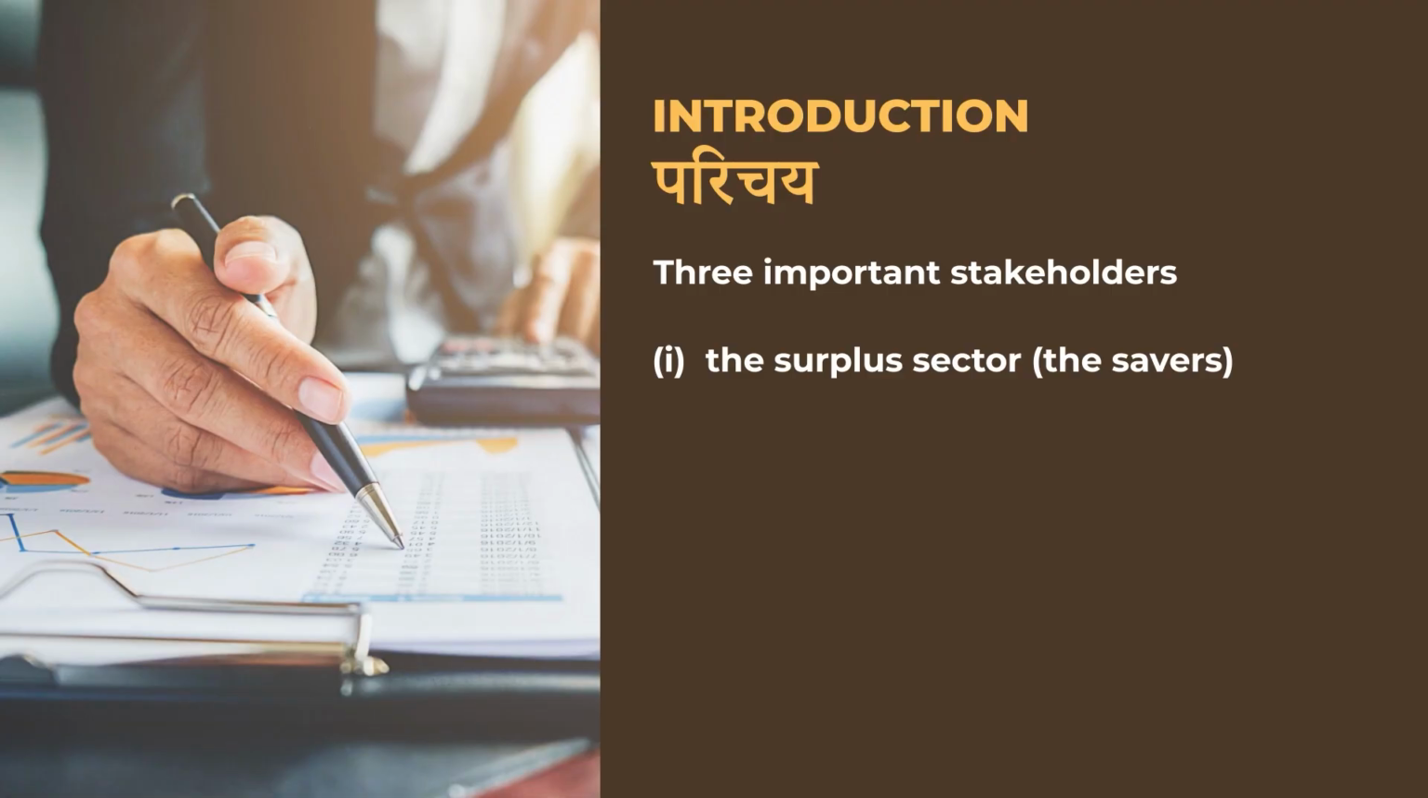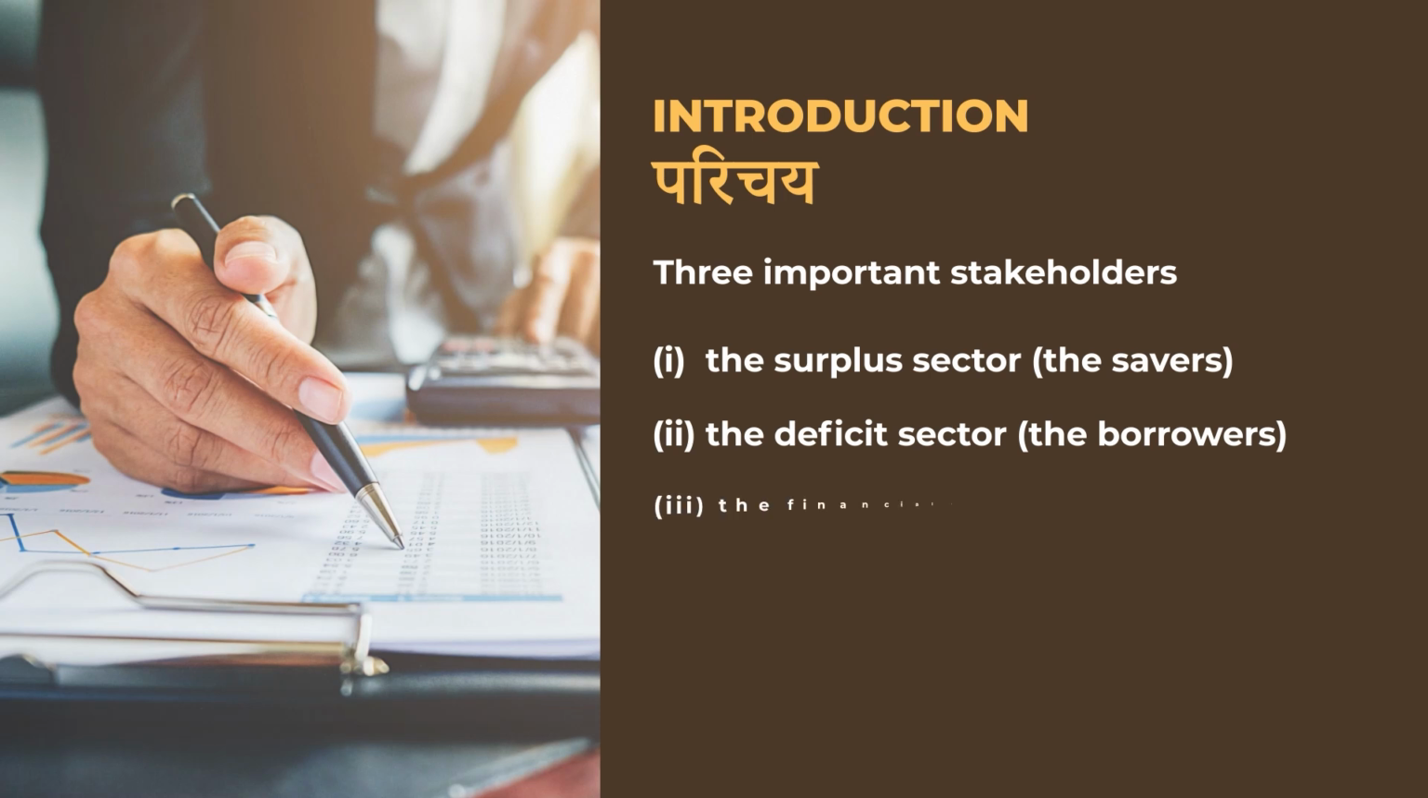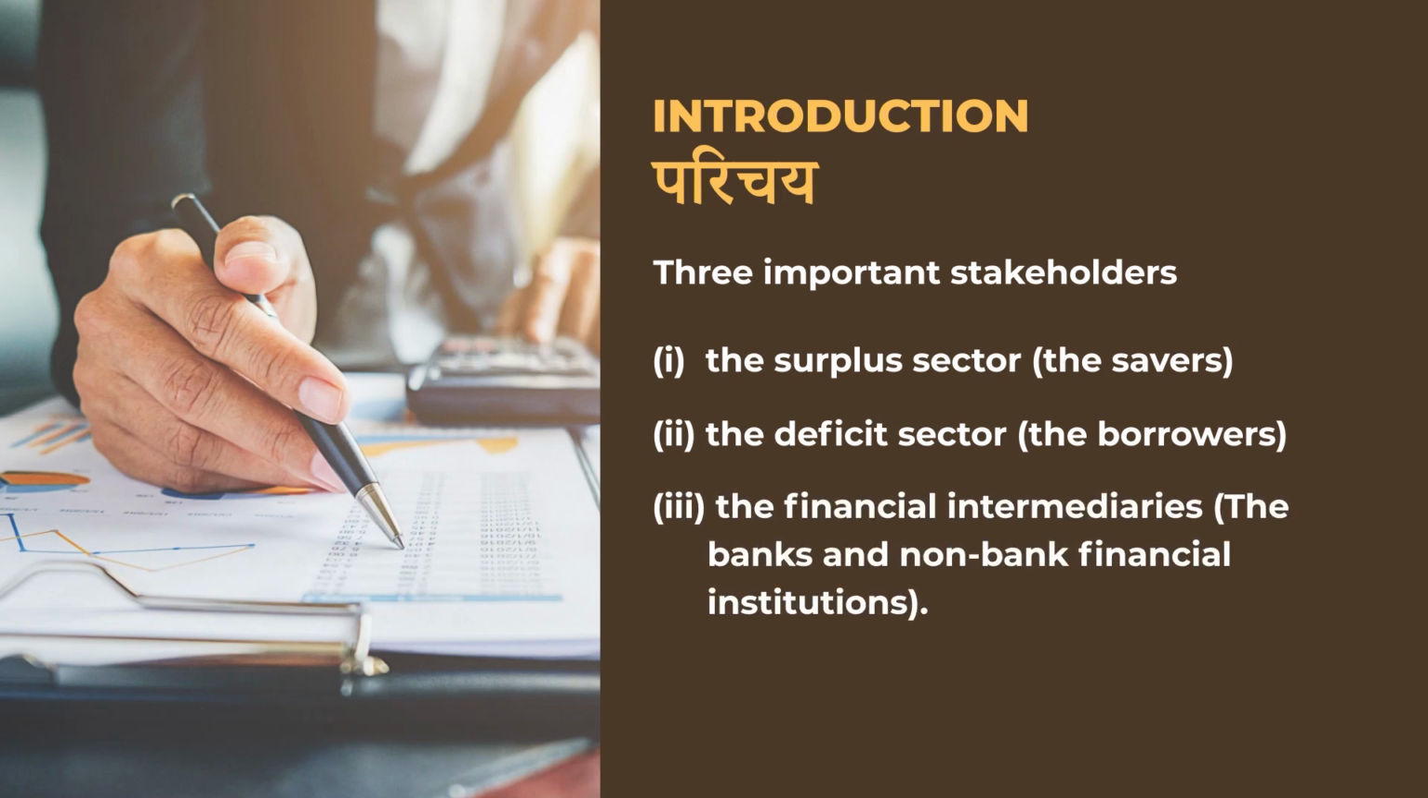The second is the deficit sector. By deficit sector we mean those who are in need of finance, that is the borrowers. Mainly the borrowers are businesses, or even consumers can borrow for personal purposes. Third are the financial intermediaries, and it is here where the banks and non-bank financial institutions come in.